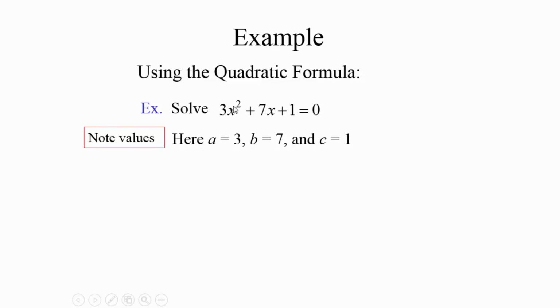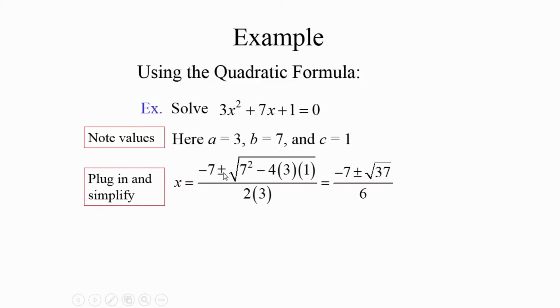Note the value a is 3, b is 7, c is 1. So plug in and simplify. So they plugged in everything here. Simplify, which is the same thing, minus 7 plus or minus the square root of 37 divided by 6. That is the answer.